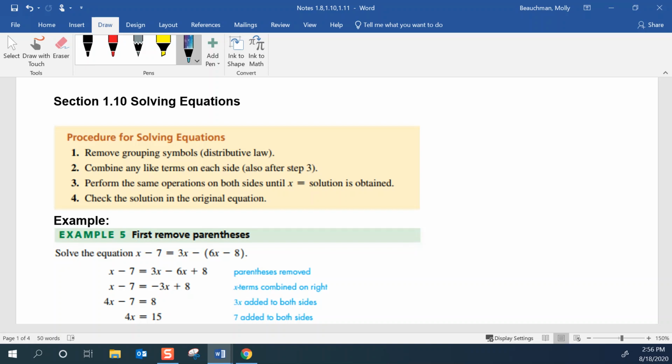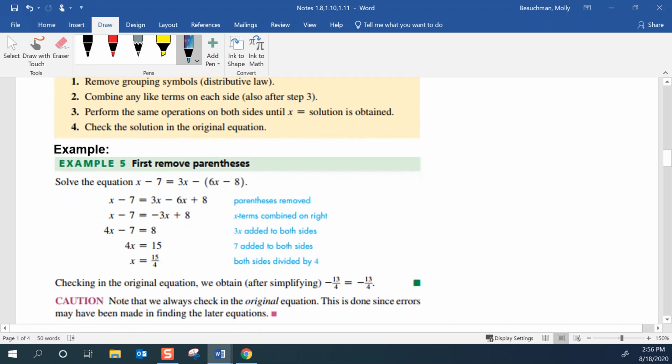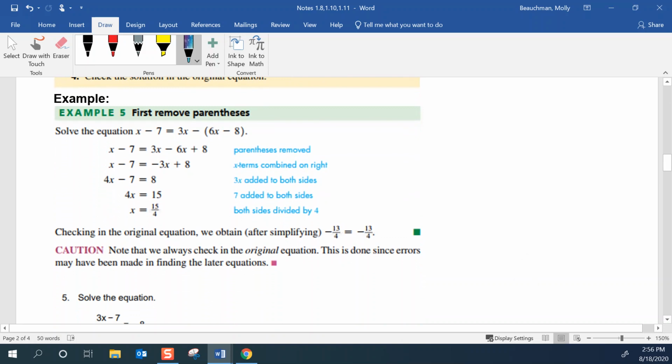So solving equations means we want to make sure, let's take a look at our first example. We have the equation x minus 7 equals 3x minus parentheses 6x minus 8. What we want is to find the value for x, or multiple values if that's the case, that make our left-hand side and right-hand side true. So the steps for solving: we want to isolate x. Our goal is to have x by itself equal to a value that's going to work in that equation. In this case, we have one solution.